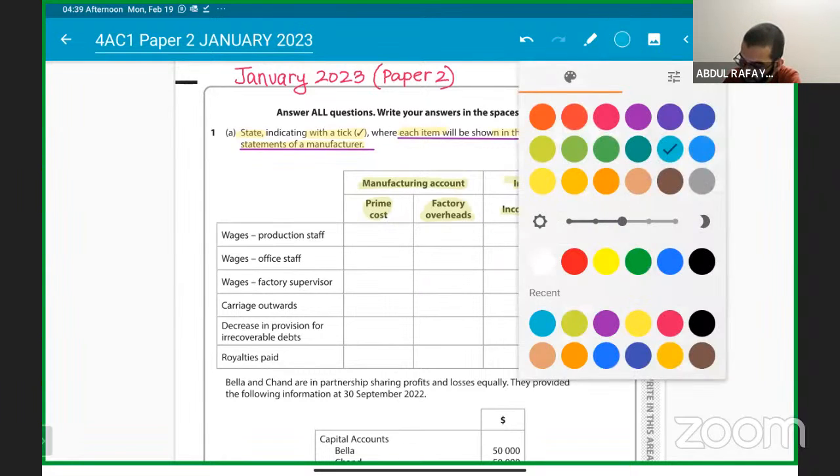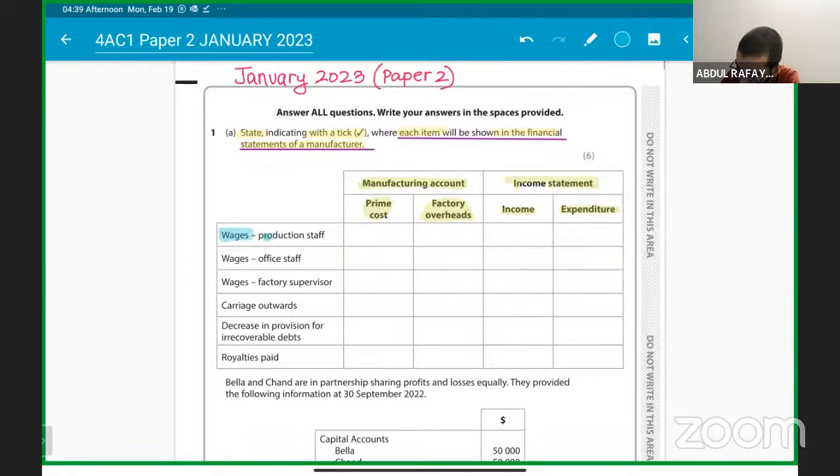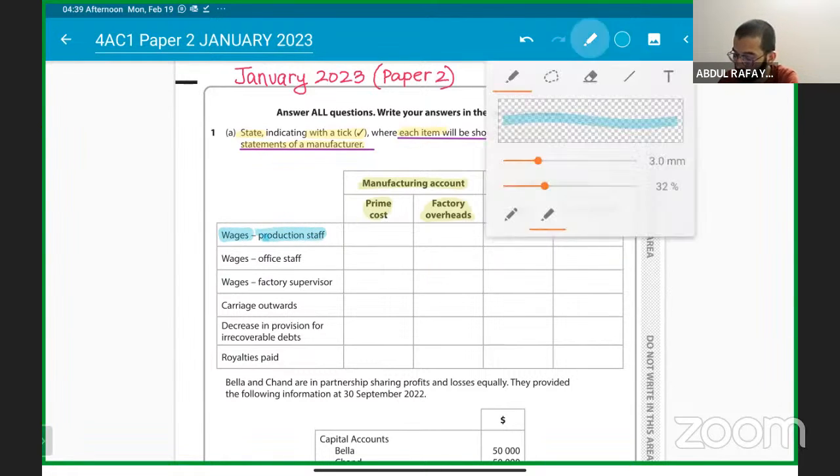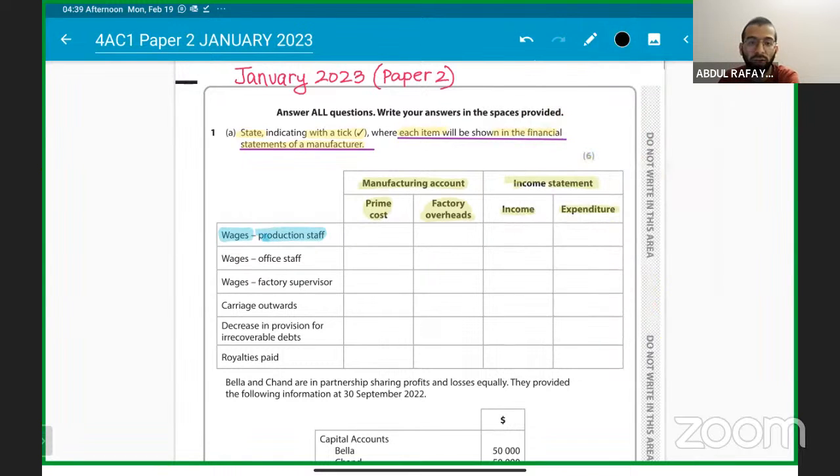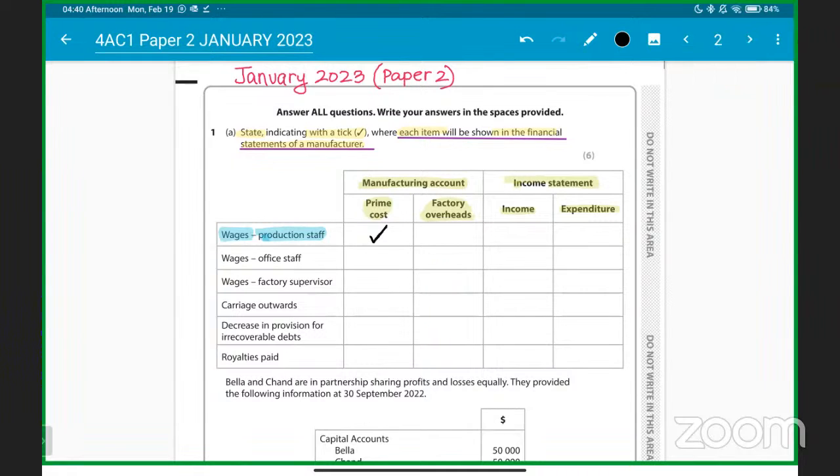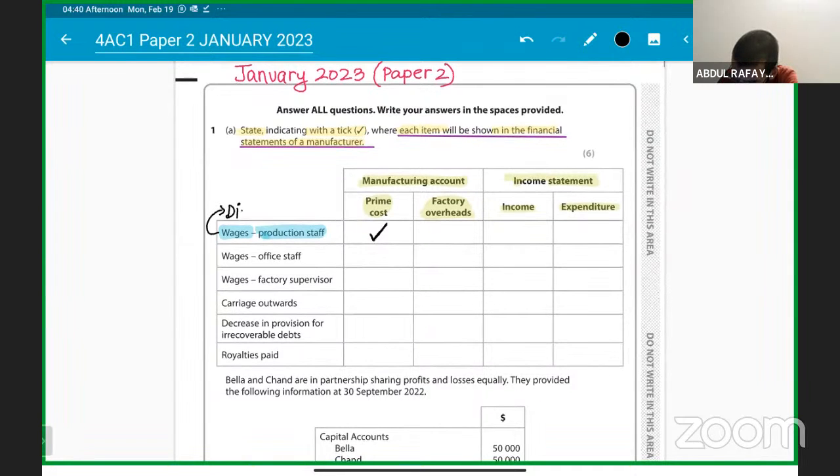If the wages are for the production staff, the labor working in the factory manufacturing, they will be called prime cost, because it's a direct cost. The other name for this is direct wages or direct labor, because these are the workers directly linked with production, working directly on manufacturing the product. So we have wages for the production staff.